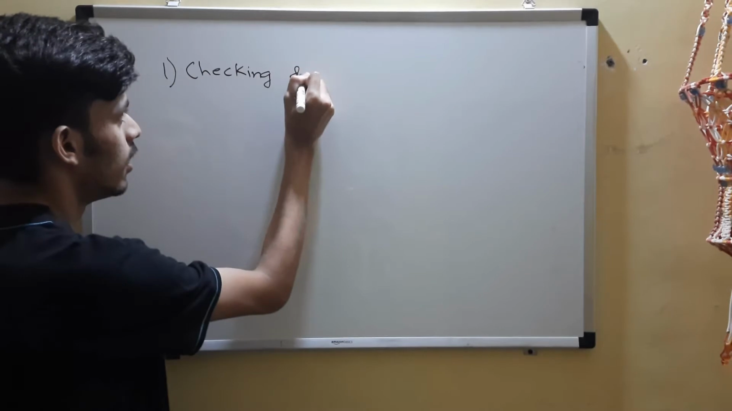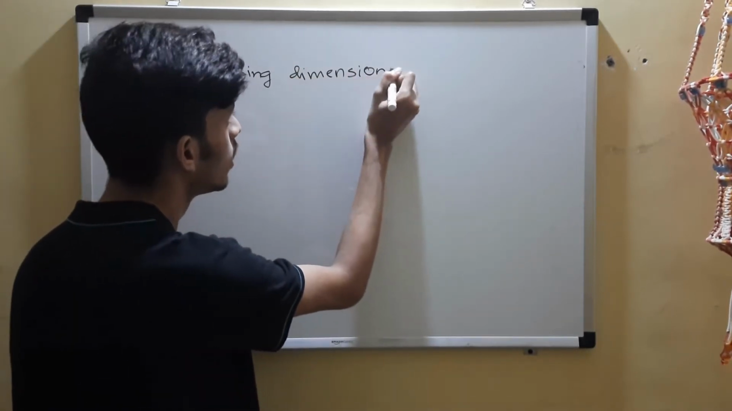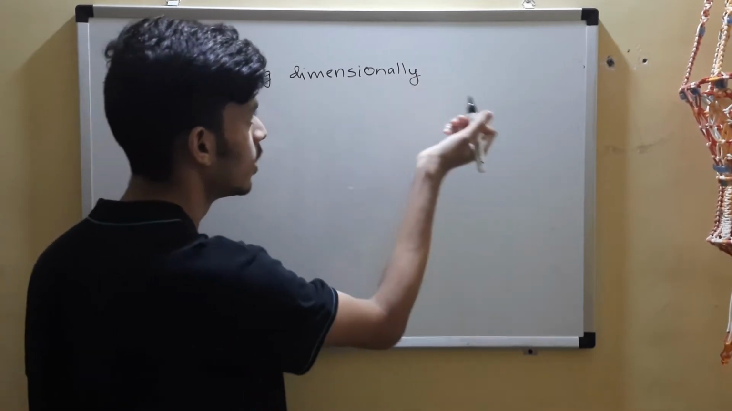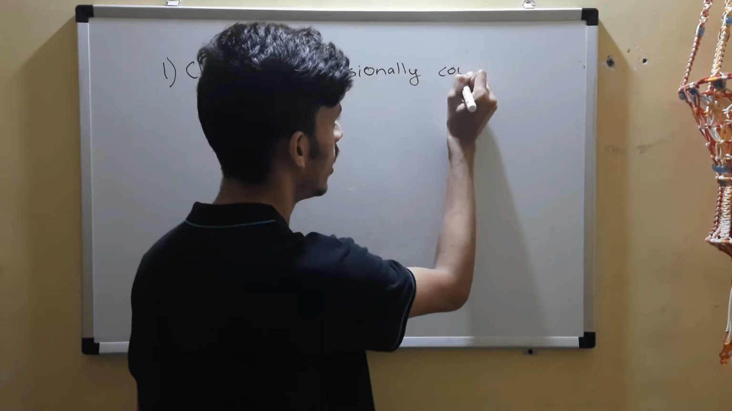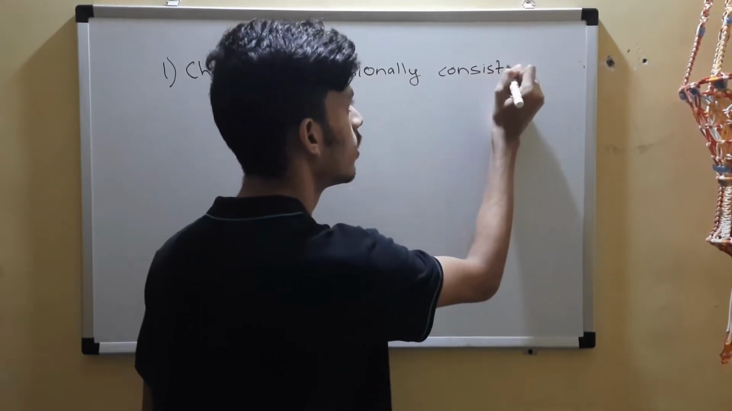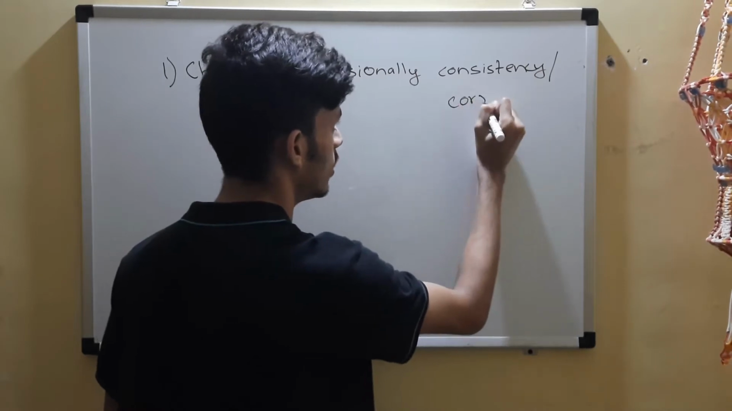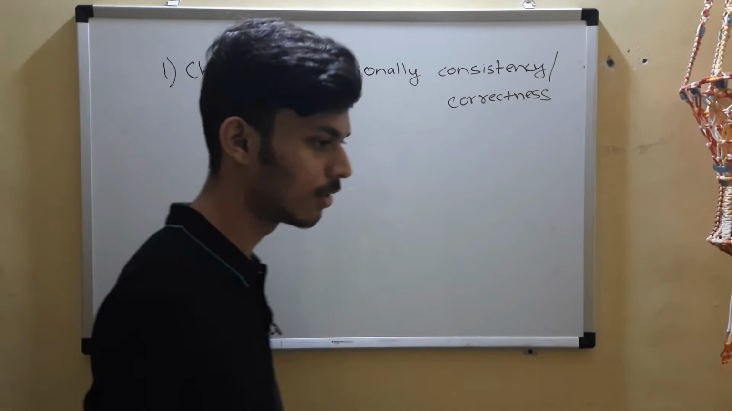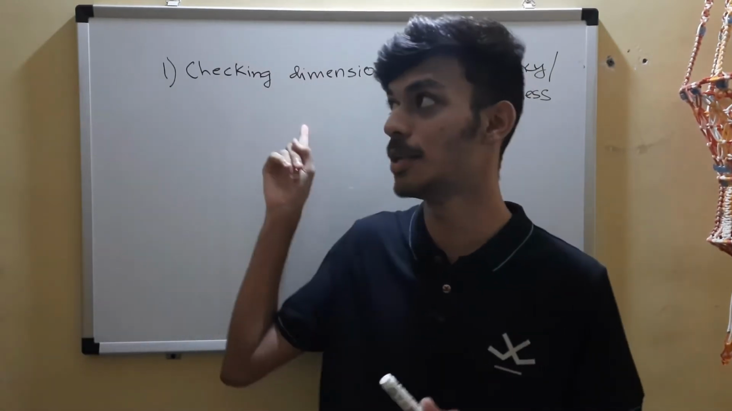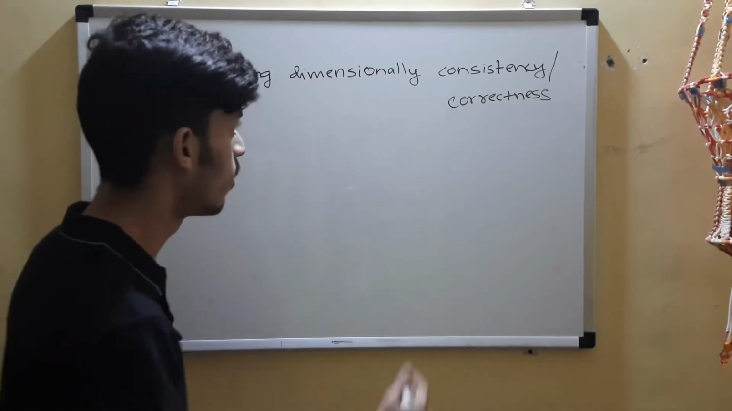Checking dimensional consistency. Now this is a very favorite topic from the point of view of boards and competitions. You will rarely be asked questions in this topic. So checking dimensional consistency, or you can say correctness: they will give you an equation, and you have to check whether it's dimensionally correct or not. It's a very simple job.